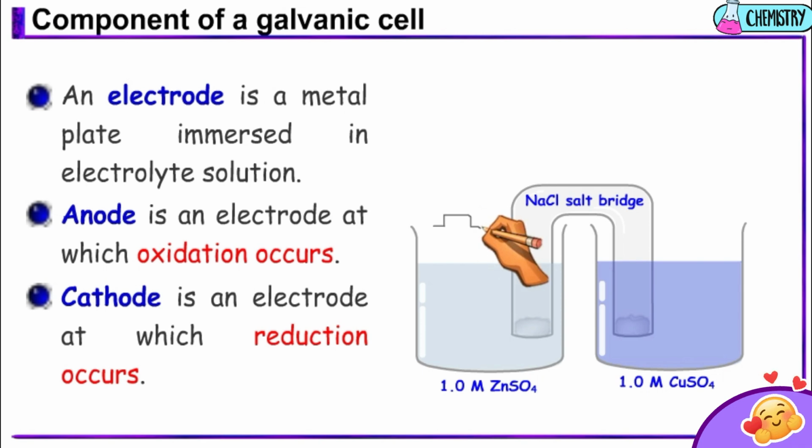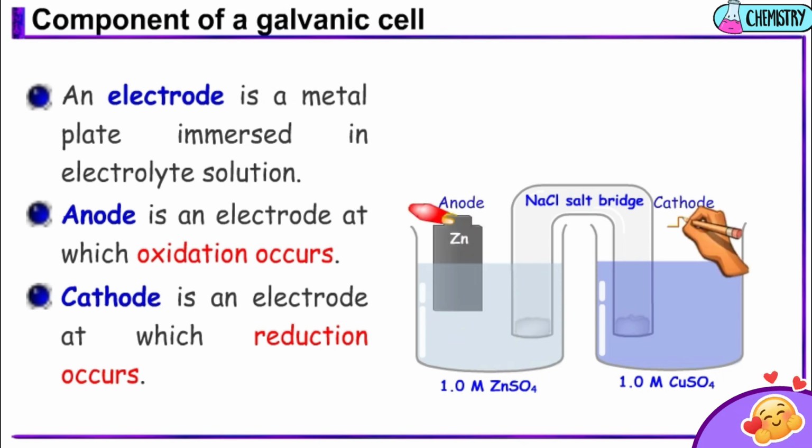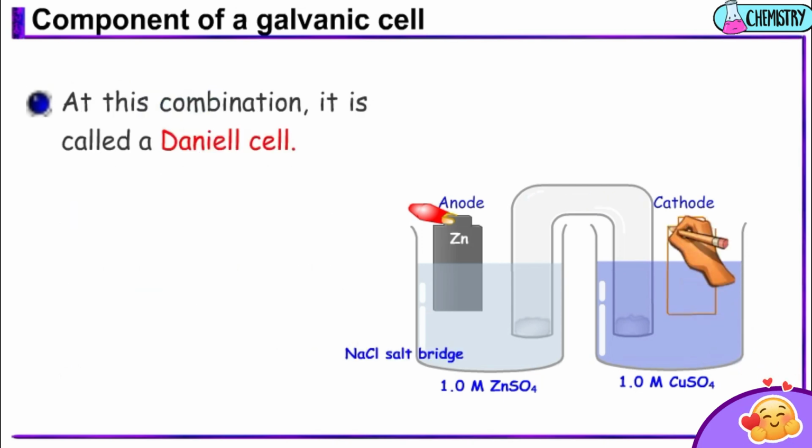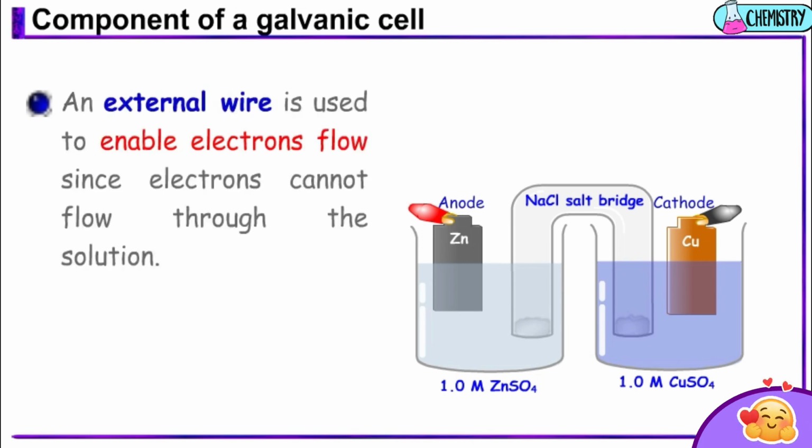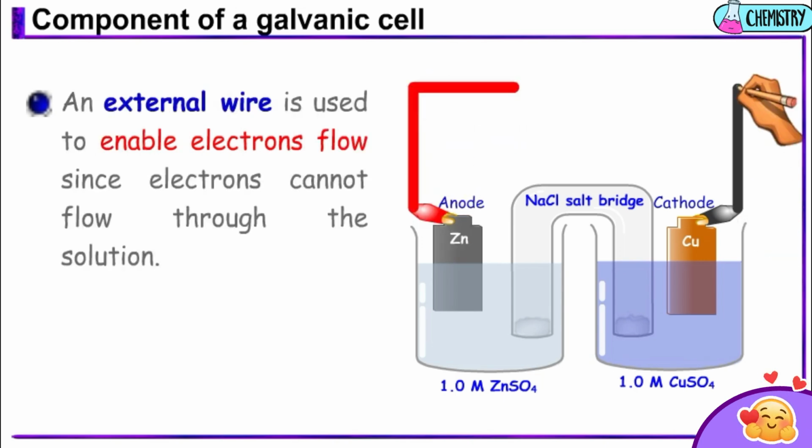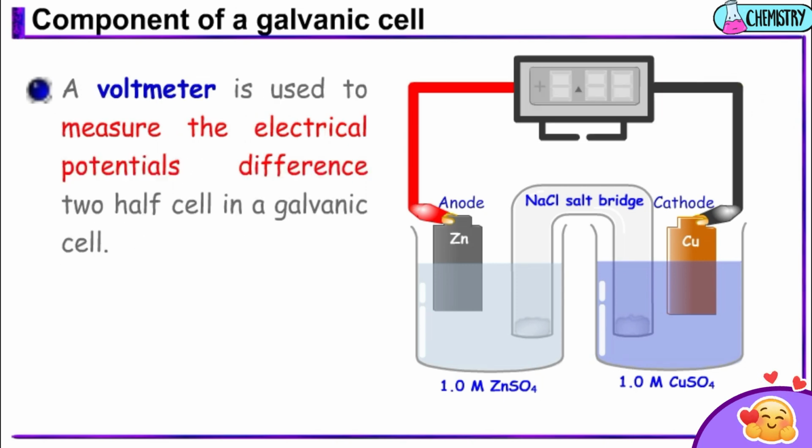The anode half cell is a zinc bar which is placed in zinc sulfate solution. The cathode half cell is a copper bar placed in copper sulfate solution. This combination is called a Daniell cell. Both half cells are joined by a circuit which consists of an external wire, a voltmeter, and a bulb.